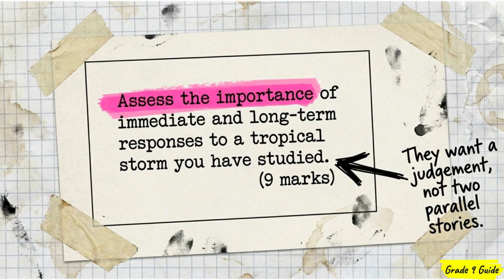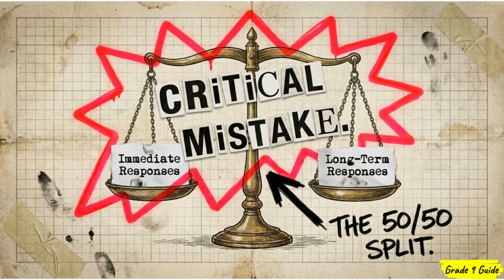Let's look at a real 9-mark question from AQA Paper 1. Assess the importance of immediate and long-term responses to a tropical storm you have studied. The average high-achieving student falls into what I call equal factor bias. They write a strong paragraph on search and rescue operations. Then they write an equally strong paragraph on long-term rebuilding. Then they stop. 2 parallel paragraphs, treated as if they have identical geographical value.